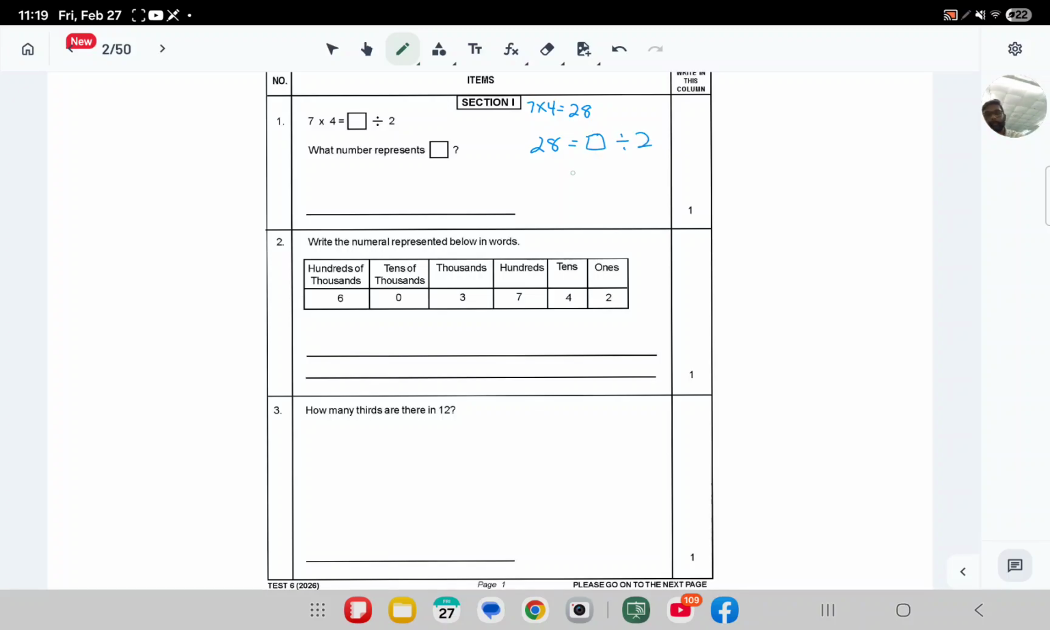To figure out what this number is, basically this becomes dividend divided by the divisor is equal to the quotient. So to find out what the dividend is, which is the box or the square, it will be 28 multiplied by 2, which will give us 56.